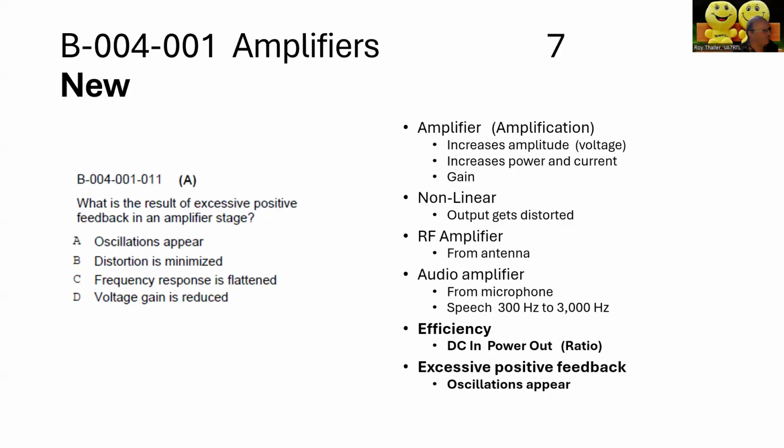Another new question. What is the result of excessive positive feedback in an amplifier stage? So some of the output of the amplifier is feeding back into the input of the amplifier. So usually when that happens, oscillations start. So A is the correct answer. Oscillations appear.